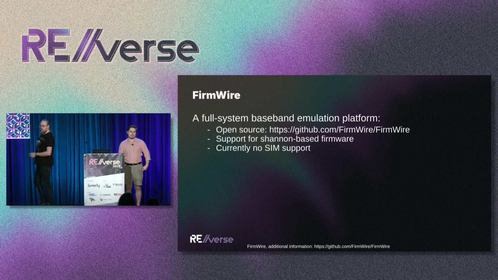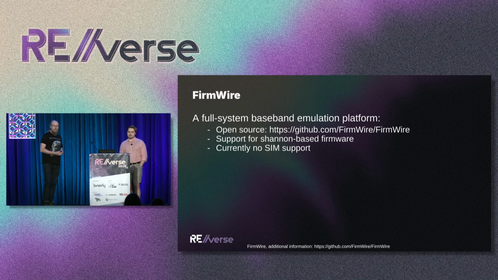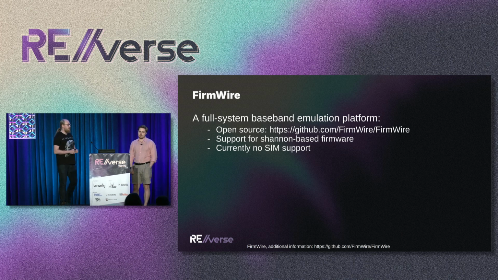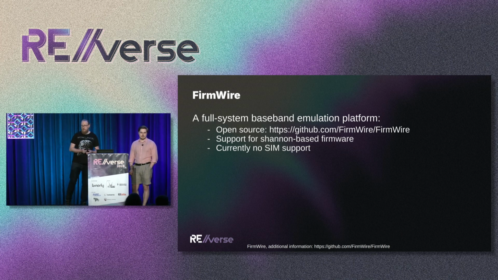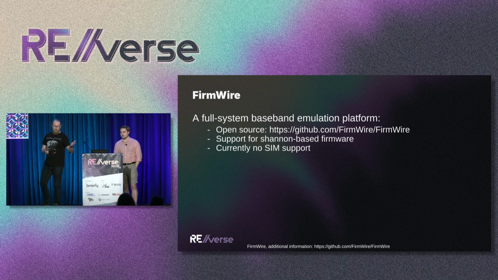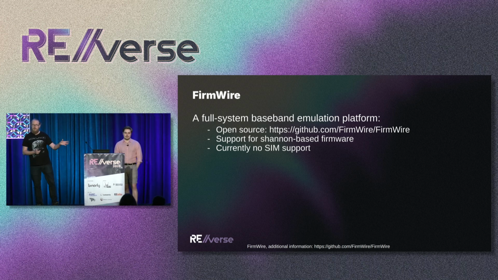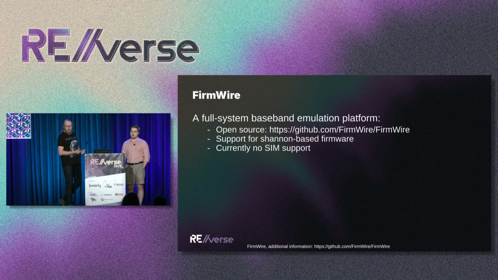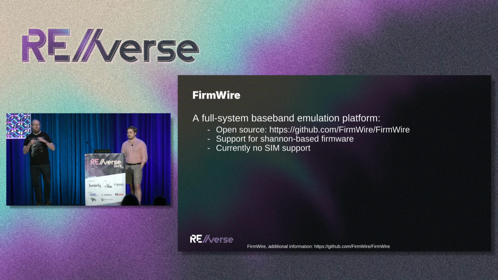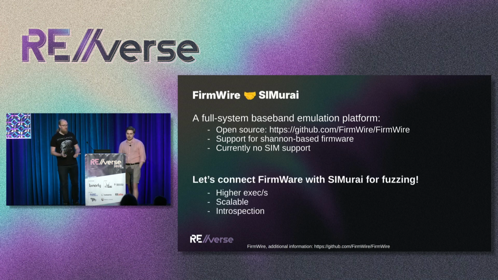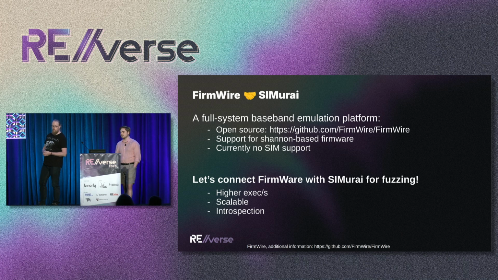We used firmware, which is a full system baseband emulation platform. It's open source, you can download it and use it as well. And it has support for Shannon-based firmware as it's running on the Pixel 6. Maybe not exactly the Pixel 6 firmware, but from older phone models, but the support is there and we thought it's close enough. Also, firmware by default had a lot of fuzzing from the beginning, so there are fuzzing capabilities built in, but no support for SIM cards. So we thought it's a perfect match. It would be very great to connect SIMURAI to firmware, and that's what we wanted to do.